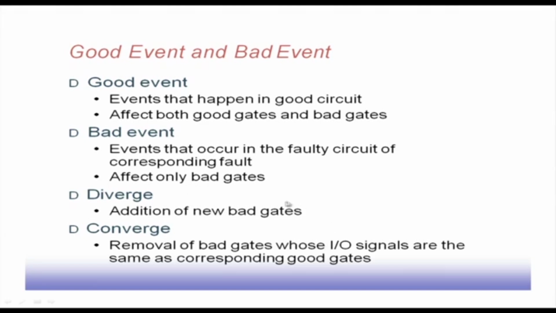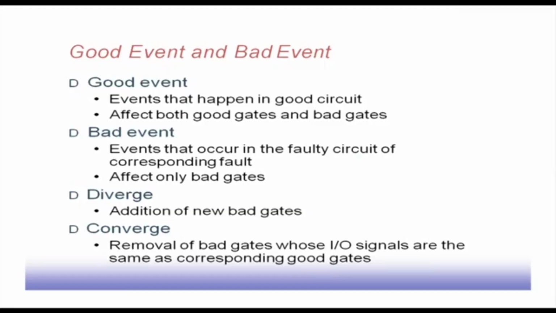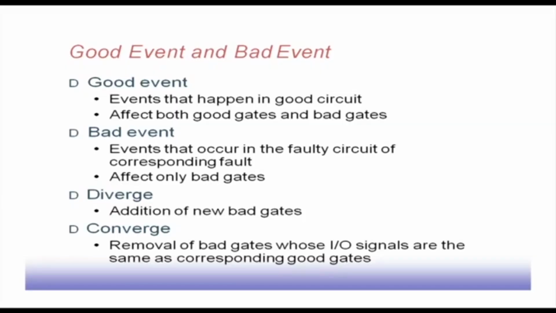Diverge is the addition of new bad gates. If new bad gates get created in the process, that is called diverge. Converge is the removal of bad gates whose input and output signals are the same as the corresponding good gates. If we find that some gate's behavior is becoming similar to the good gate, then there is no point simulating that output further. That is called converge, as if the bad gate has converged onto the good gate. So, that bad gate need not be considered.